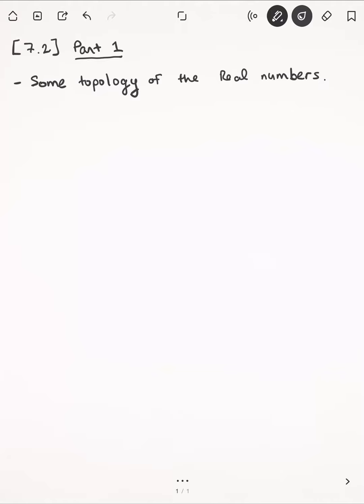Okay, so today we're going to talk about some topology of the real numbers. Again, we're going to establish some results and work our way towards establishing the Heine-Borel Theorem. We're going to establish some definitions and some theorems, and apply them to the real numbers, but they can apply more generally to any complete ordered field.